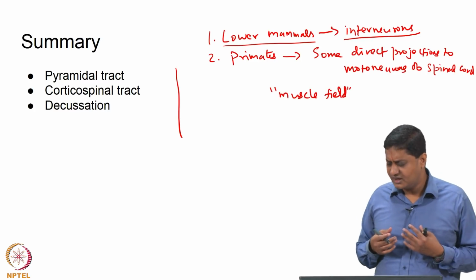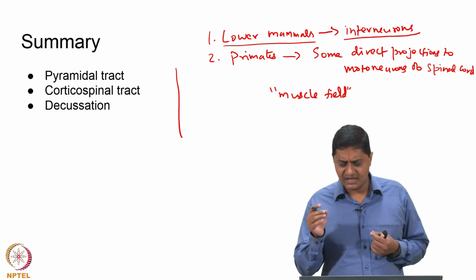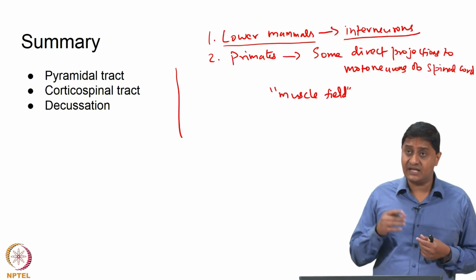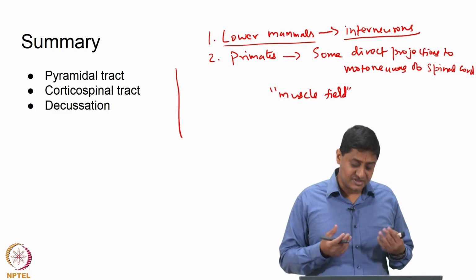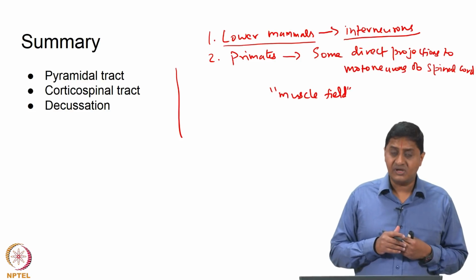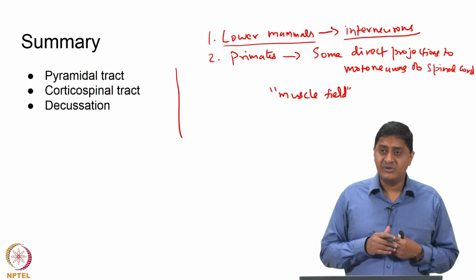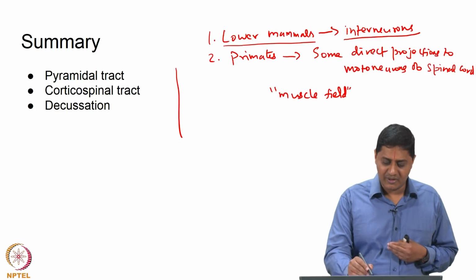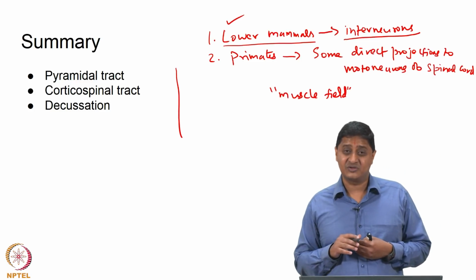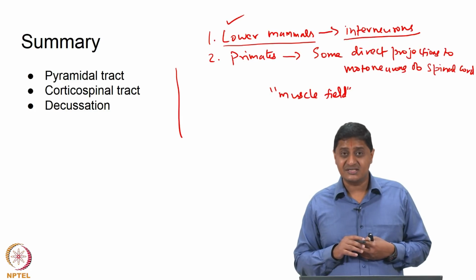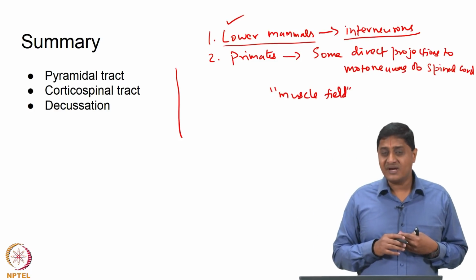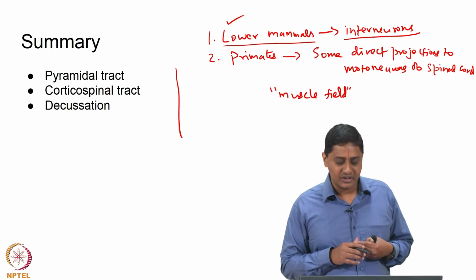So, what does this also mean? It is worth taking a minute and thinking about what this could mean. Well, what this means is that if this pathway is compromised for some reason, or if these neurons in the cortex are compromised, there are going to be less devastating effects in the lower mammals. Why? Because the motor neurons in the lower mammals receive only indirect inputs from the corticospinal tract, whereas the primates receive more direct input.